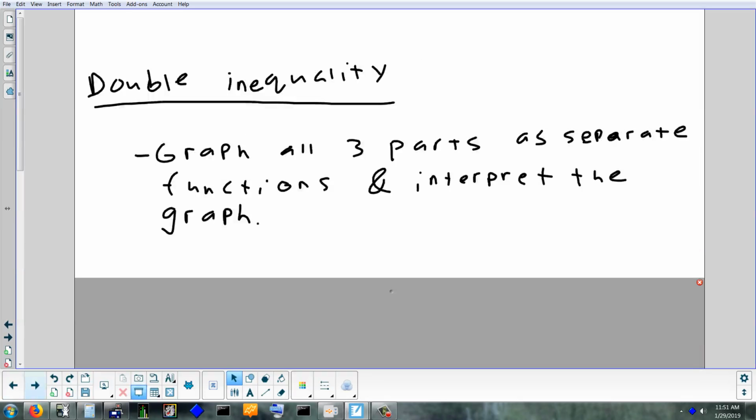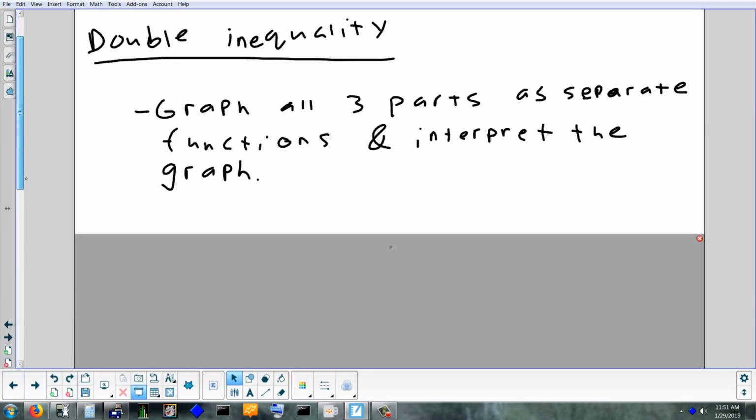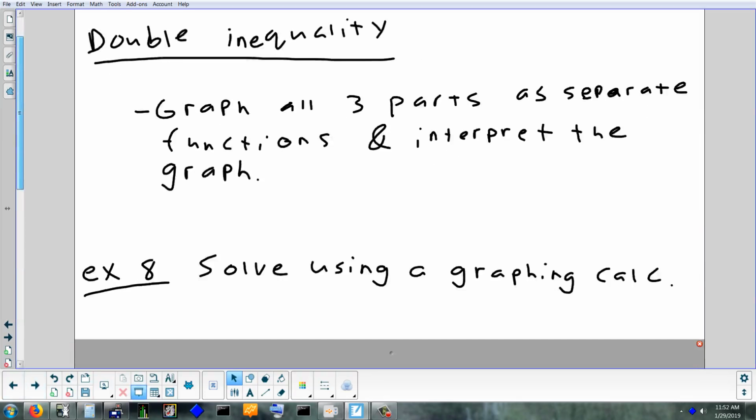Okay, so the last thing we'll look at is when you have a double inequality. Kind of the same as a single inequality, except you've got 3 things you're going to graph, and you're usually looking for where something is between 2 other things. So you just graph all 3 functions as separate graphs, and then interpret what you're looking at.